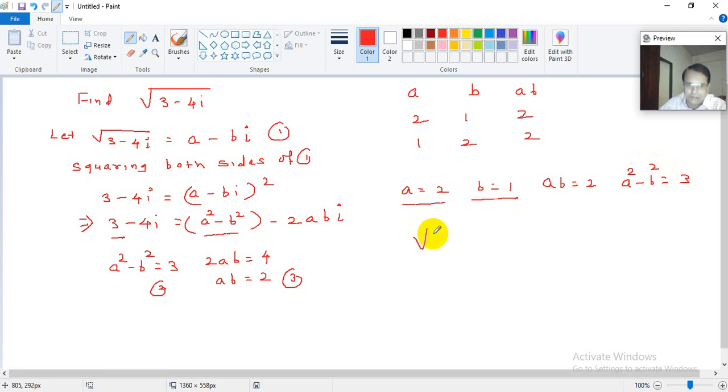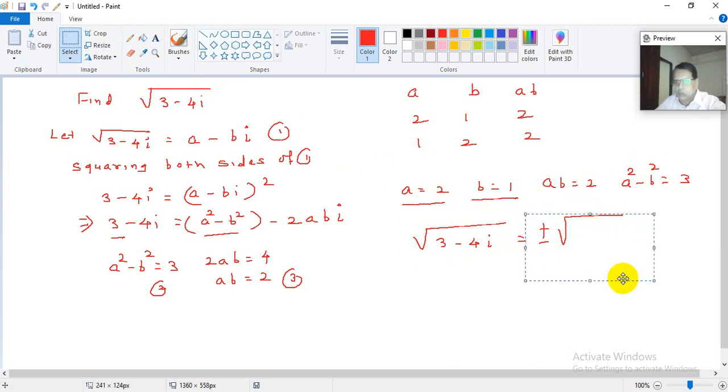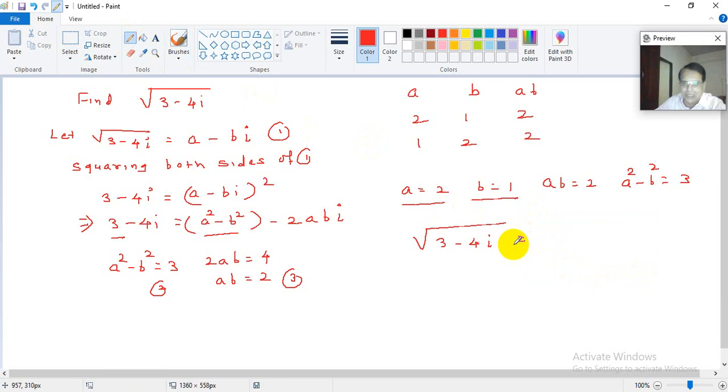Hence root of 3 minus 4i, what will we write? Plus or minus, sorry, this is not there, by mistake I have written this. It will be equal to plus or minus. We took a minus bi, so what will it be? The value of a has come to 2, and b has come to 1. So 2 minus i, 2 minus 1 into i actually, because b is 1, but we don't write 1 into i like that. So it will be equal to plus or minus 2 minus i.